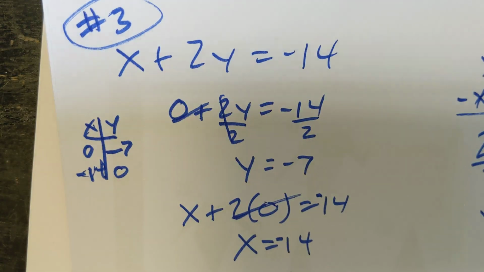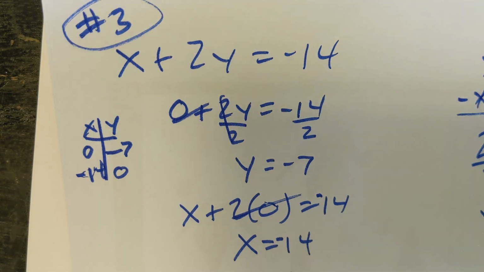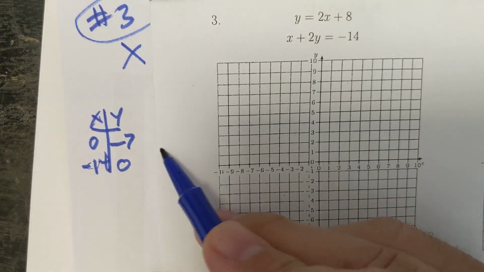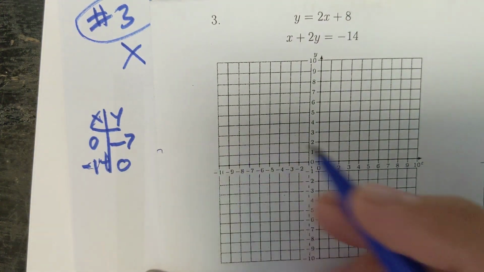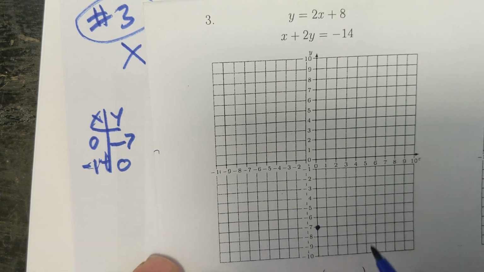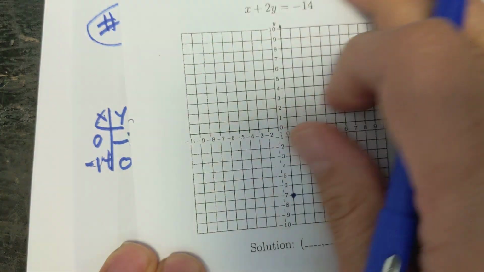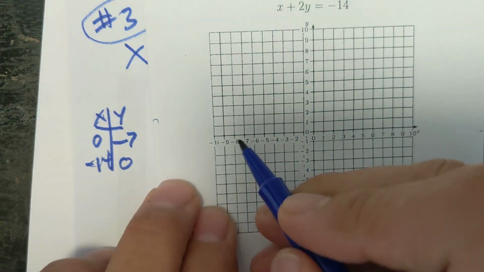So let's go to the graph now. Fold my paper over here so I've got some space to work. Okay, so there's our graph. If I use x and y intercepts, I have a y-intercept of negative 7 right there. Unfortunately, this graph's too small. Whoever made this worksheet, a little too small, but I think it's easy enough.